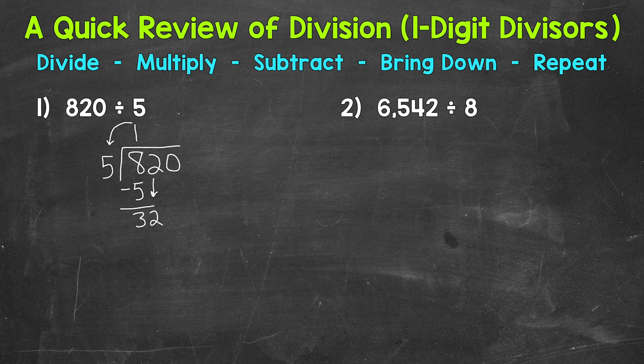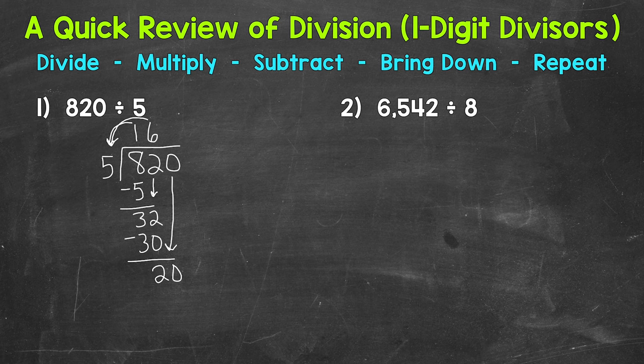And now we repeat. So we start over with divide. We have 32 divided by 5. So how many whole groups of 5 are in 32? Well, 6. That gets us to 30. So we put our 6 up here, and we come around and multiply. So 6 times 5 is 30. We subtract. 32 minus 30 is 2. And then we bring down our next digit, which is that 0.